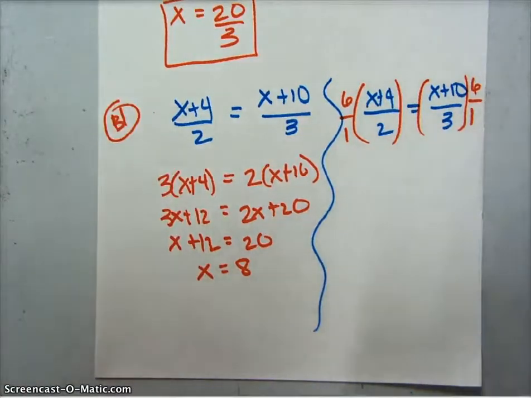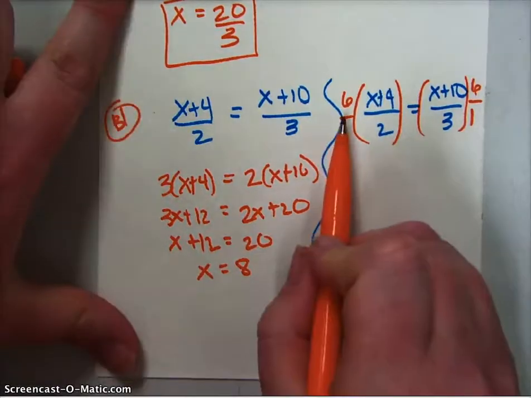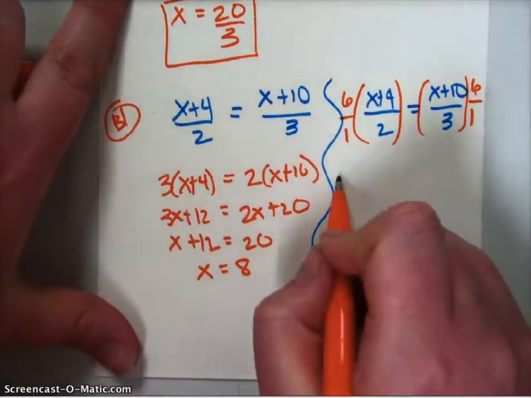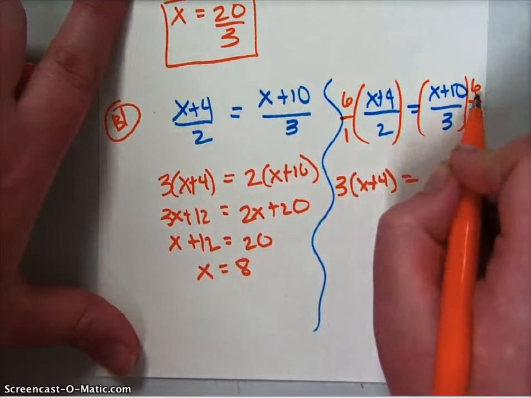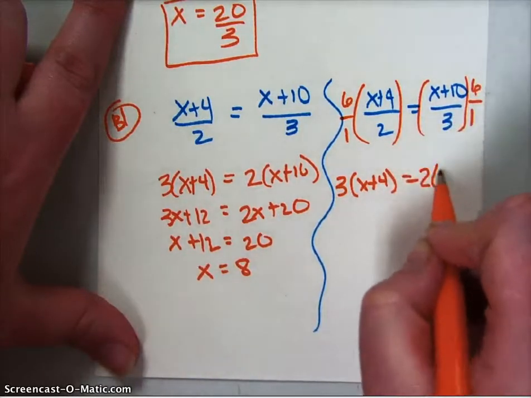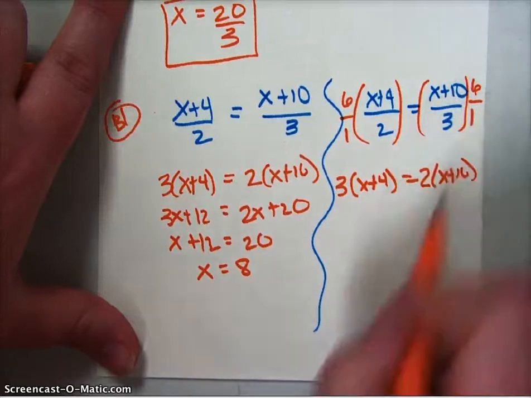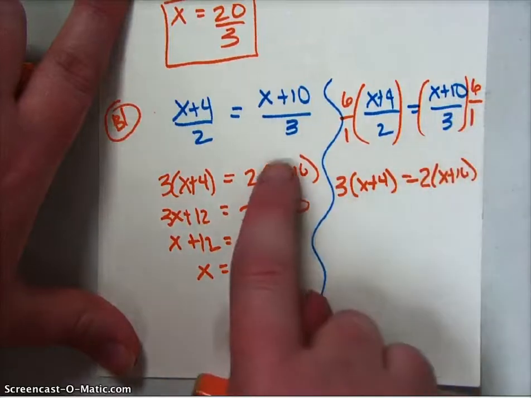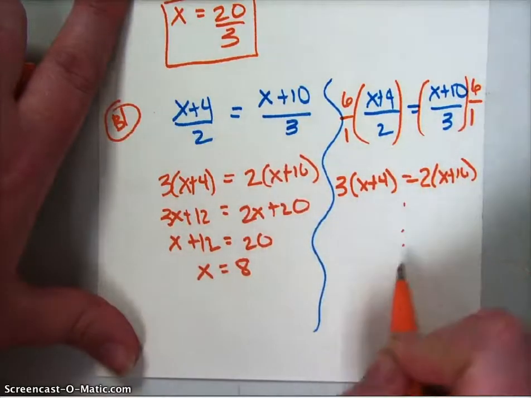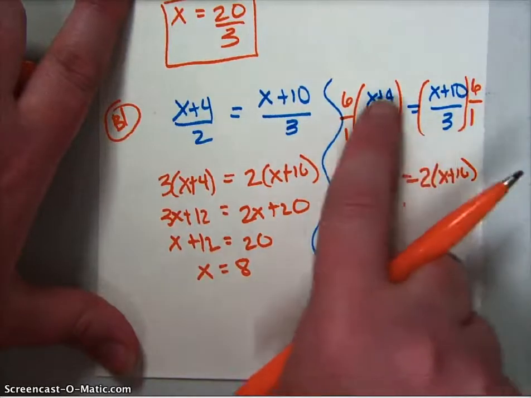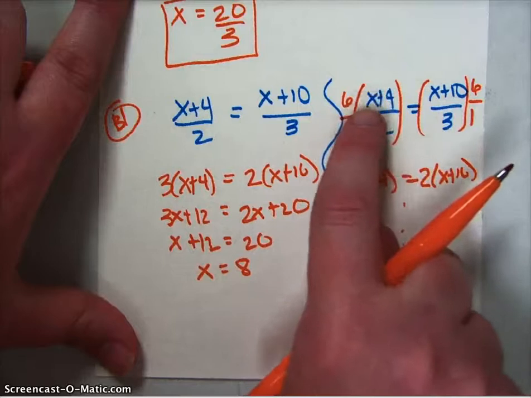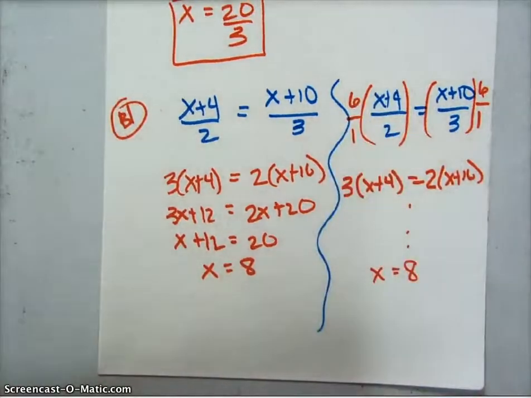So simplifying, 6 divided by 2 is 3. So 3 times x plus 4, and then on this side 6 divided by 3 is 2 times the numerator x plus 10. You see how it gets you the exact same thing, so same steps, you'd get x equals 8. So it's just a slightly different process. Instead of cross multiplying, you would be clearing the fractions right away by multiplying by the LCD. Okay, so now let's try C1.